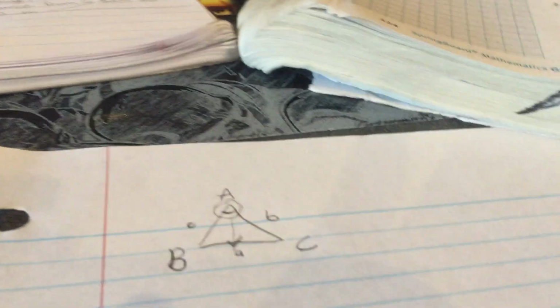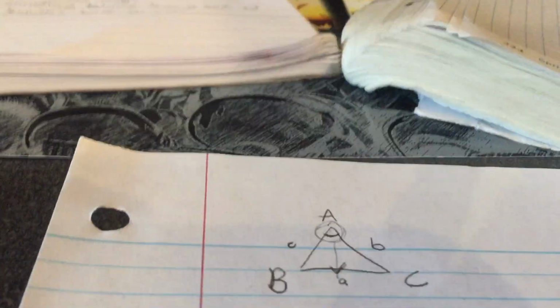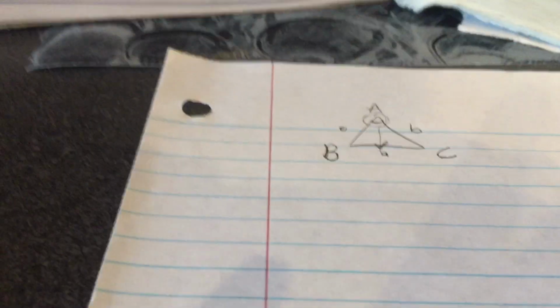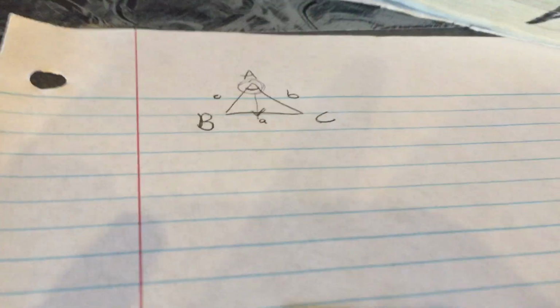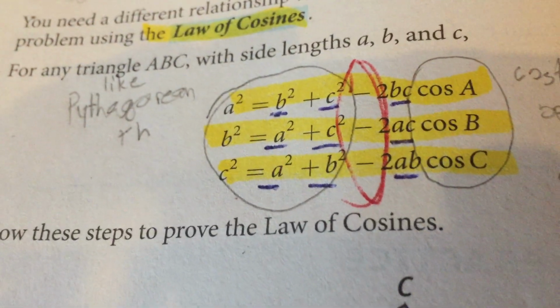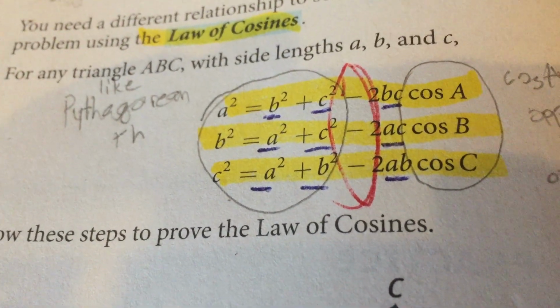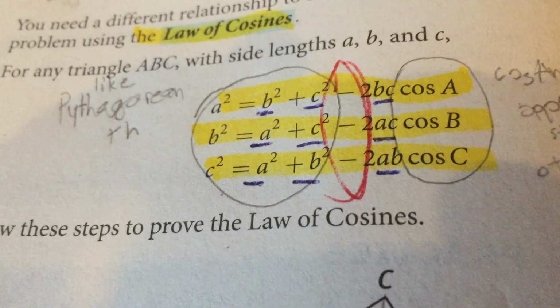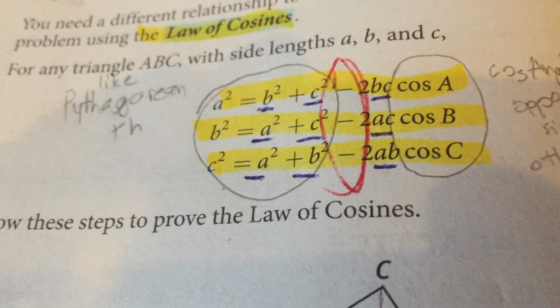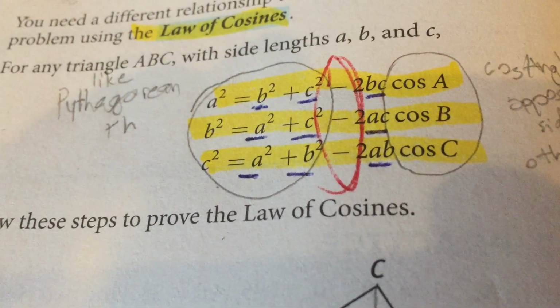You can derive it, and when you derive it, you do 2 through 6 on 23-3. Okay, so this is the law of cosines. For any triangle with side lengths a, b, and c, a squared equals b squared plus c squared minus 2bc cosine A. Yeah, you should copy this down.